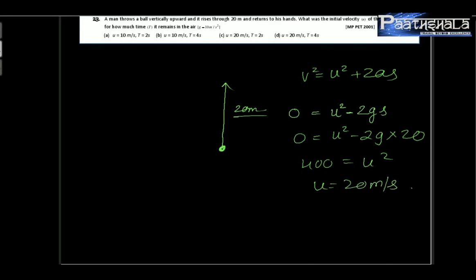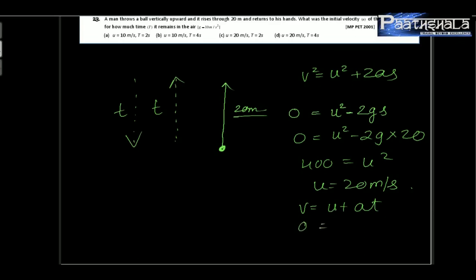For how much time t does it remain in the air? Very easy to answer. Okay, v is equal to u plus at. This is the time t of ascent, that is going to be the same as the time of descent t. Ascent and descent will take the same time here because they are symmetric.